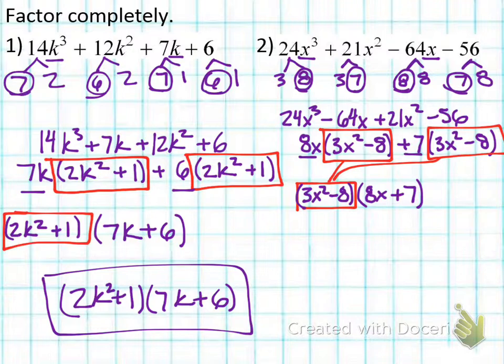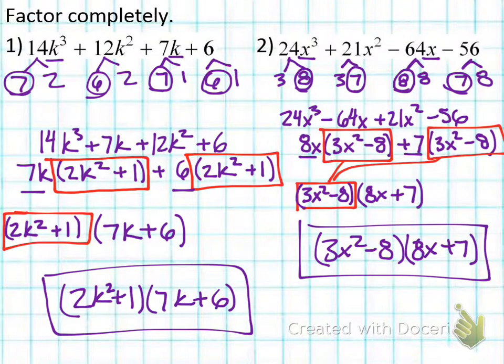Okay, so that would be my answer. I'll just rewrite for neatness. I have 3x squared minus 8 times 8x plus 7, and that is the final answer. Again, I should probably look to make sure that I can't factor this any further. For example, if I had a difference of squares, if it was maybe just x squared minus 9 as the first term, I could factor that as x plus 3 and x minus 3. So that's something that I should keep in mind. All right, but for now we'll move on.